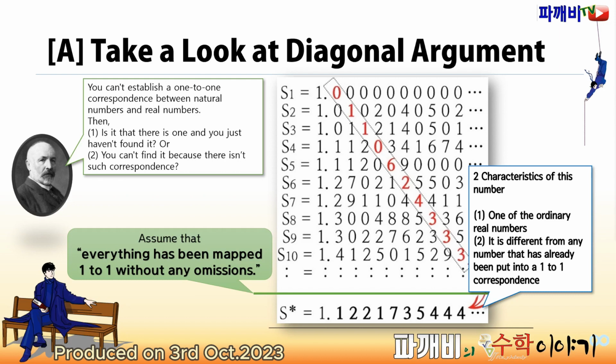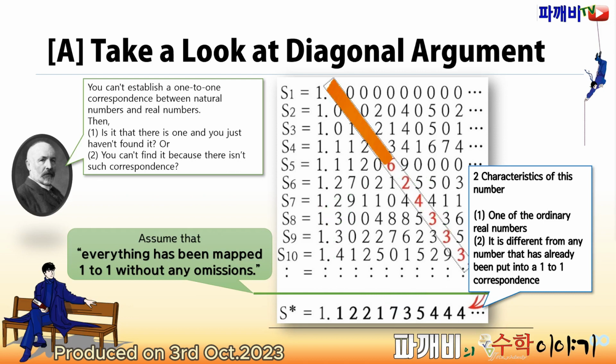In summary, when we assumed that the number of natural numbers and real numbers is the same, meaning that a one-to-one correspondence is established, we found that there are real numbers left that do not correspond. So what if we put this number back into the set and rearrange it for one-to-one correspondence again? You could still find another uncorresponding number using the same method, right?